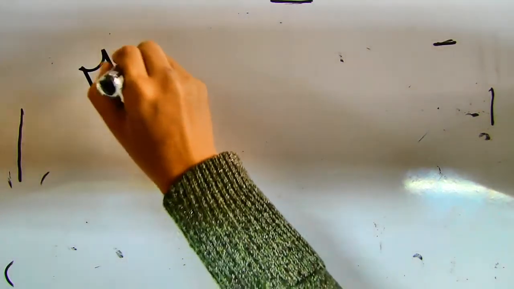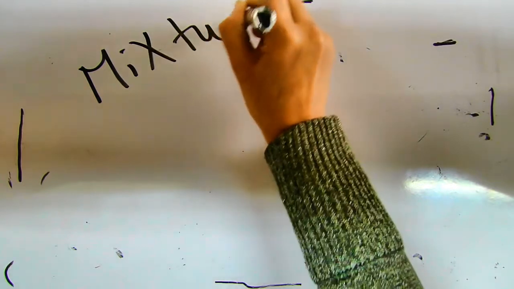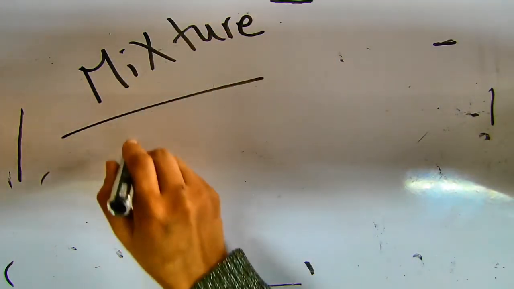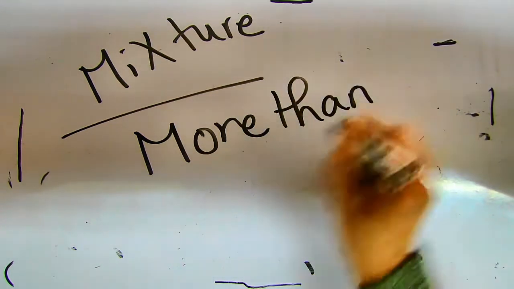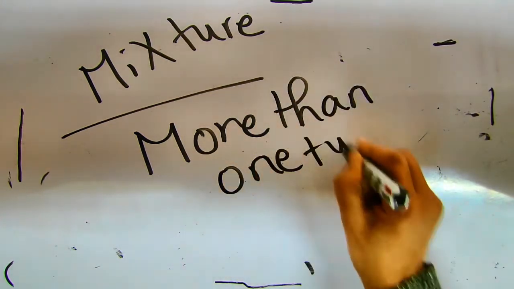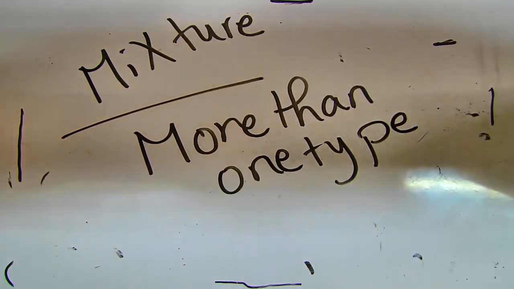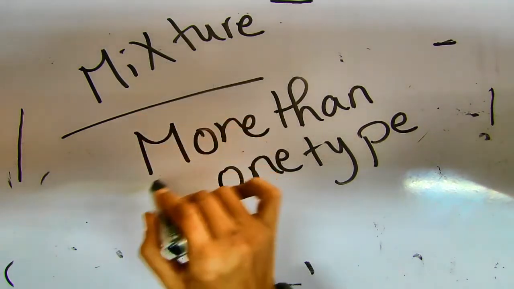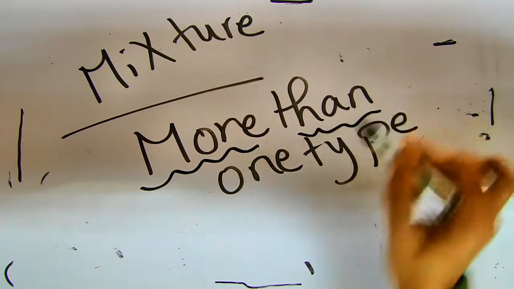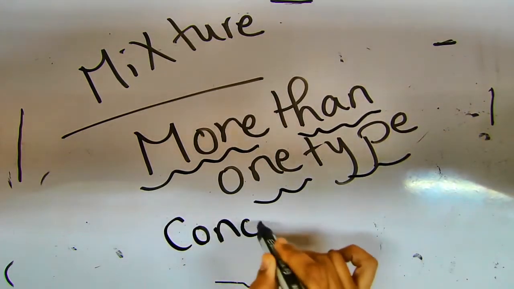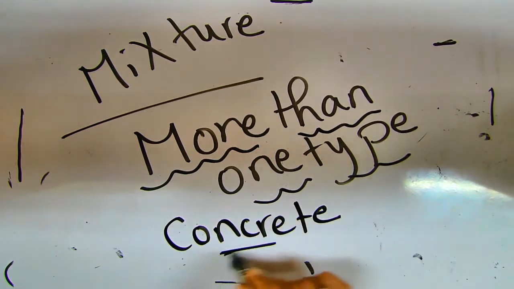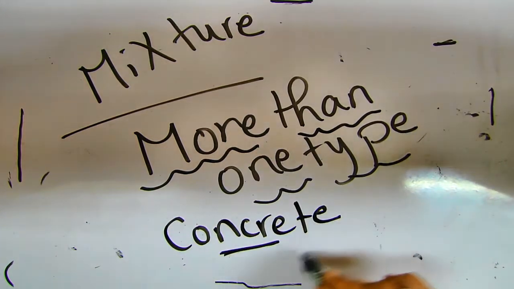What about the mixture? It's the substance which consists of more than one type. Again, pure substance consists of only one substance, identical particle, but the mixture consists of more than one type, like concrete, like tomato sauce and mineral water.